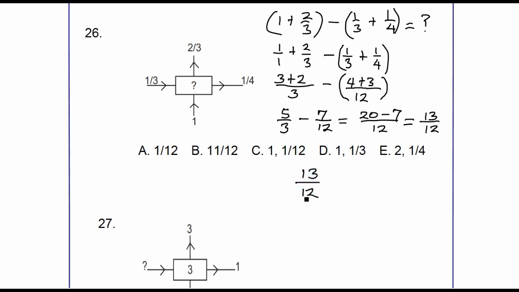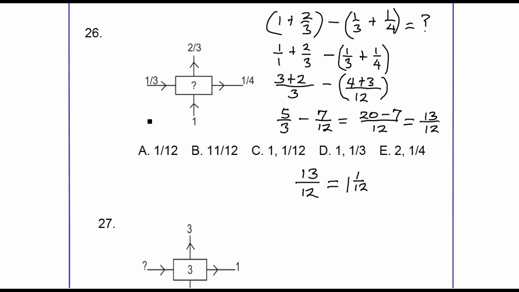So this 13 over 12, I will say, how many 12 can I get in 13? I get 1. So what's the number that remains? Remain 1, over the number I used to divide them, 12. So one whole number, 1 over 12, is our good answer in this case.